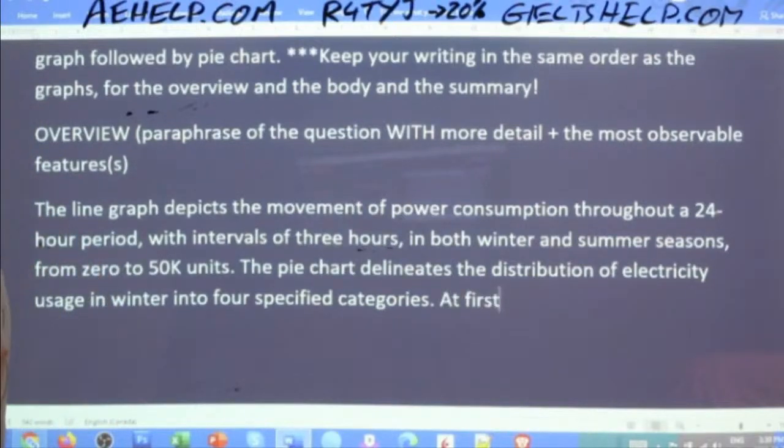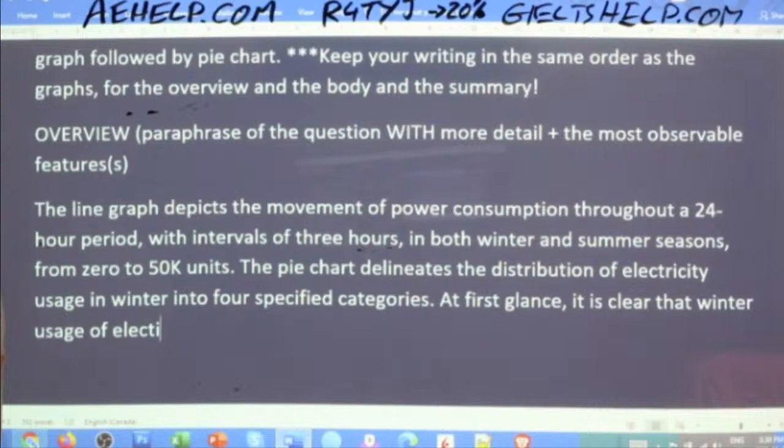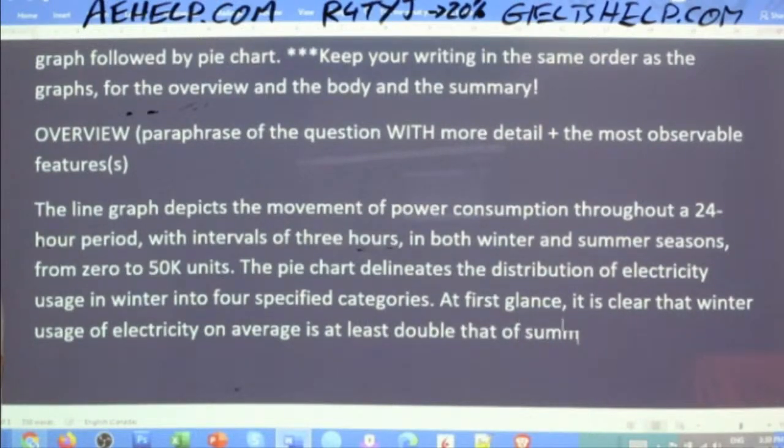At first glance, it is clear that winter usage of electricity on average is at least double that of summer.